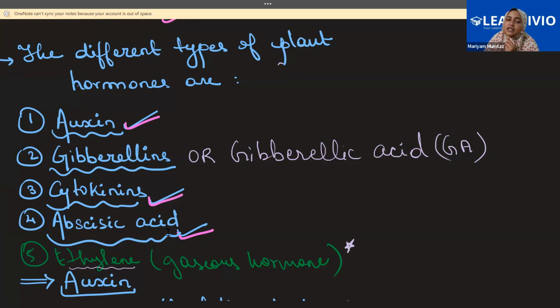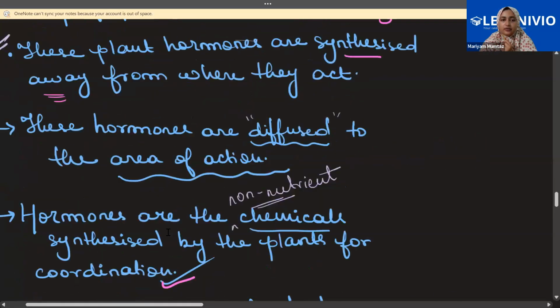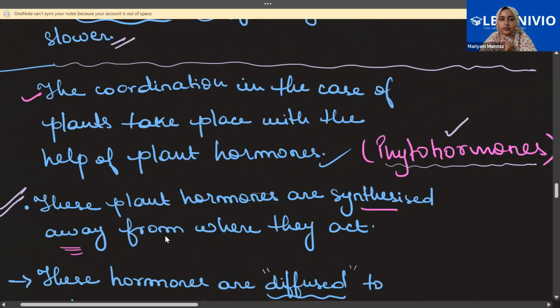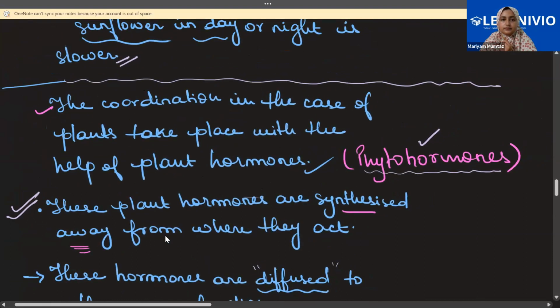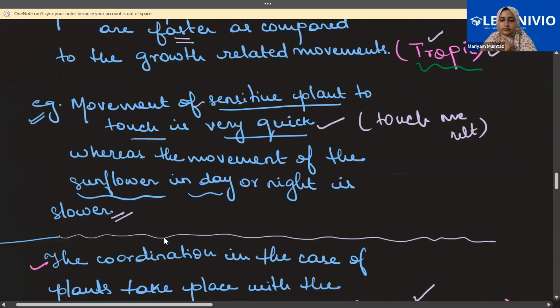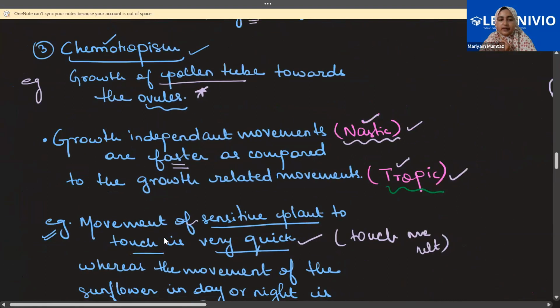So you have to study about each of these hormones in detail. But have you people understood everything up until now? Any doubts? All right. Okay, now you people can note down till here and then we'll move forward. You can switch off your video and write.